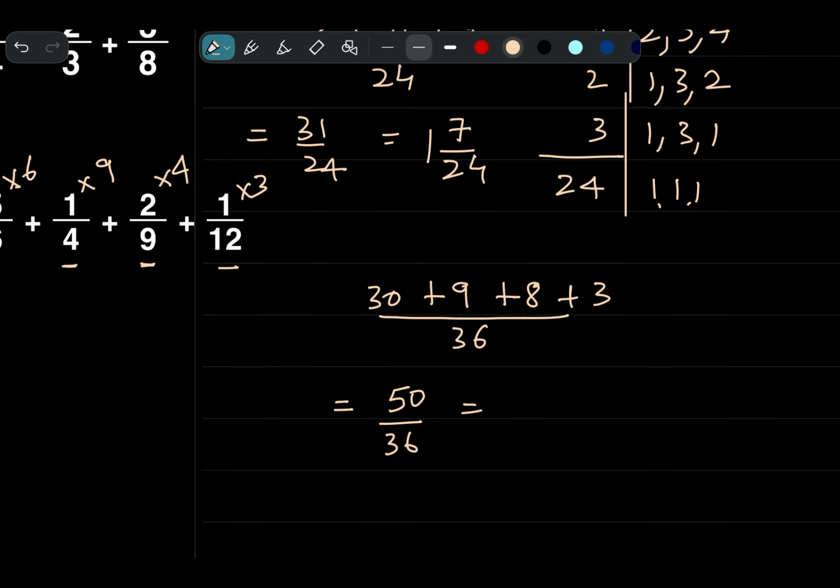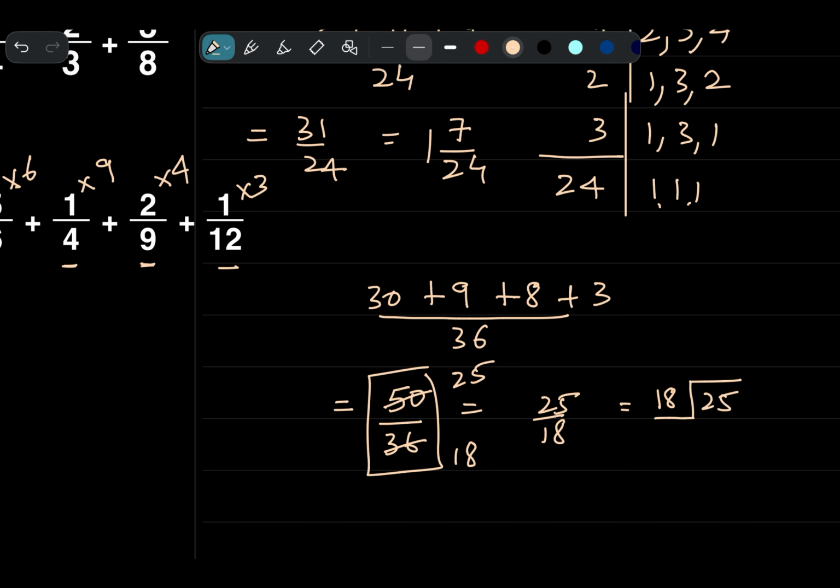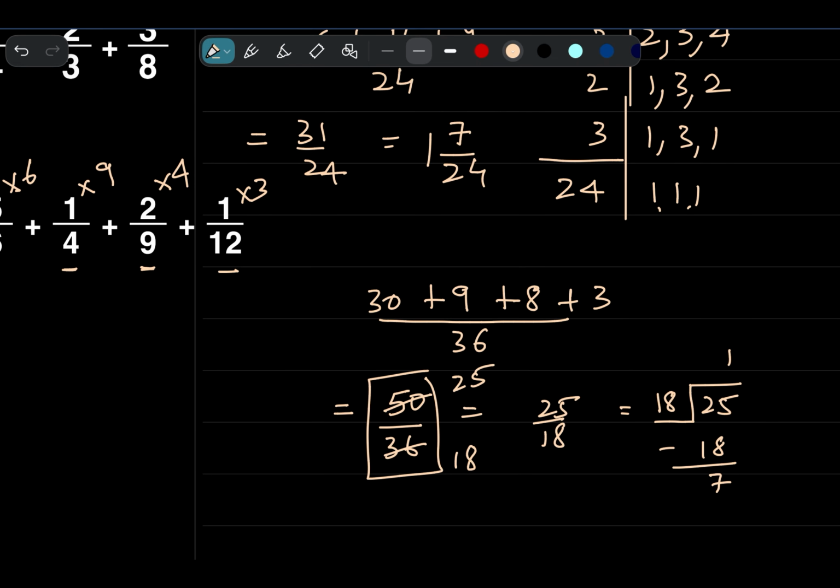Let us reduce this fraction to the lowest term. Okay, let us cancel, divide it by 2. 2 into 25 and 2 into 18. So 25 upon 18, again this is an improper fraction. Convert it into mixed. How do you do that, guys? 18 and 25. 18 one side is 18, 7. So 1 whole 7 upon 18 is your final answer.